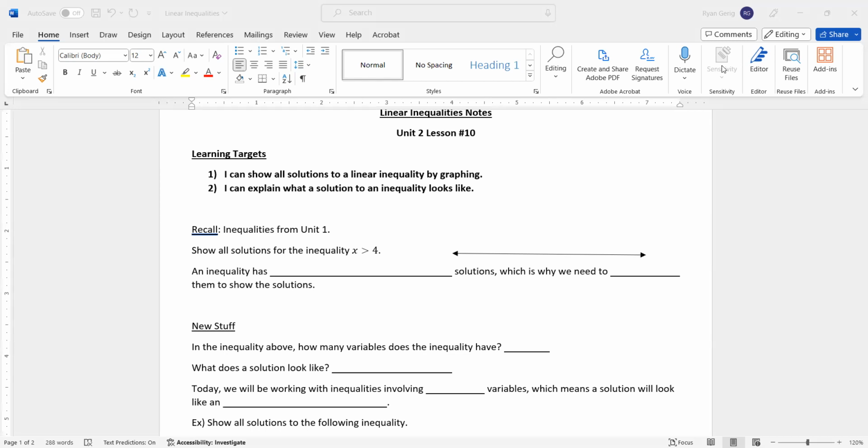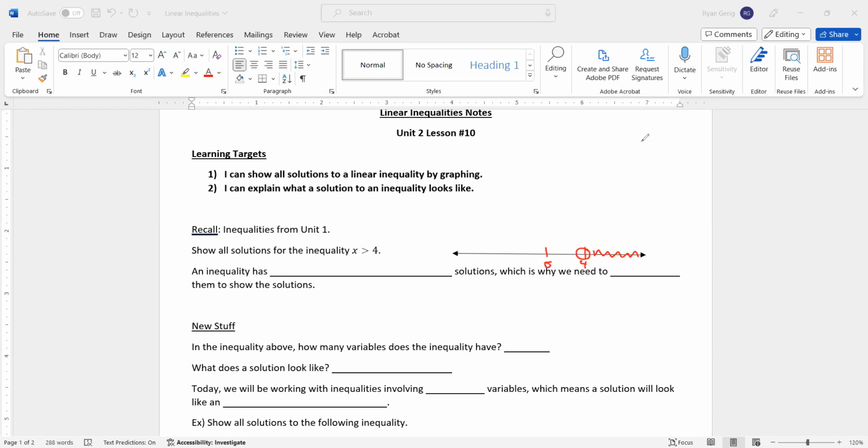One thing I want you to remember from unit 1, we did this a while ago, but we showed all solutions to an inequality by graphing on a number line. So if you remember, there's 0, 4 is on the right-hand side of 0. It's x is greater than 4, so open circle at 4. What numbers make that true? 5, 6, 7, so I'm going to shade that way. That should be something that you remember doing.